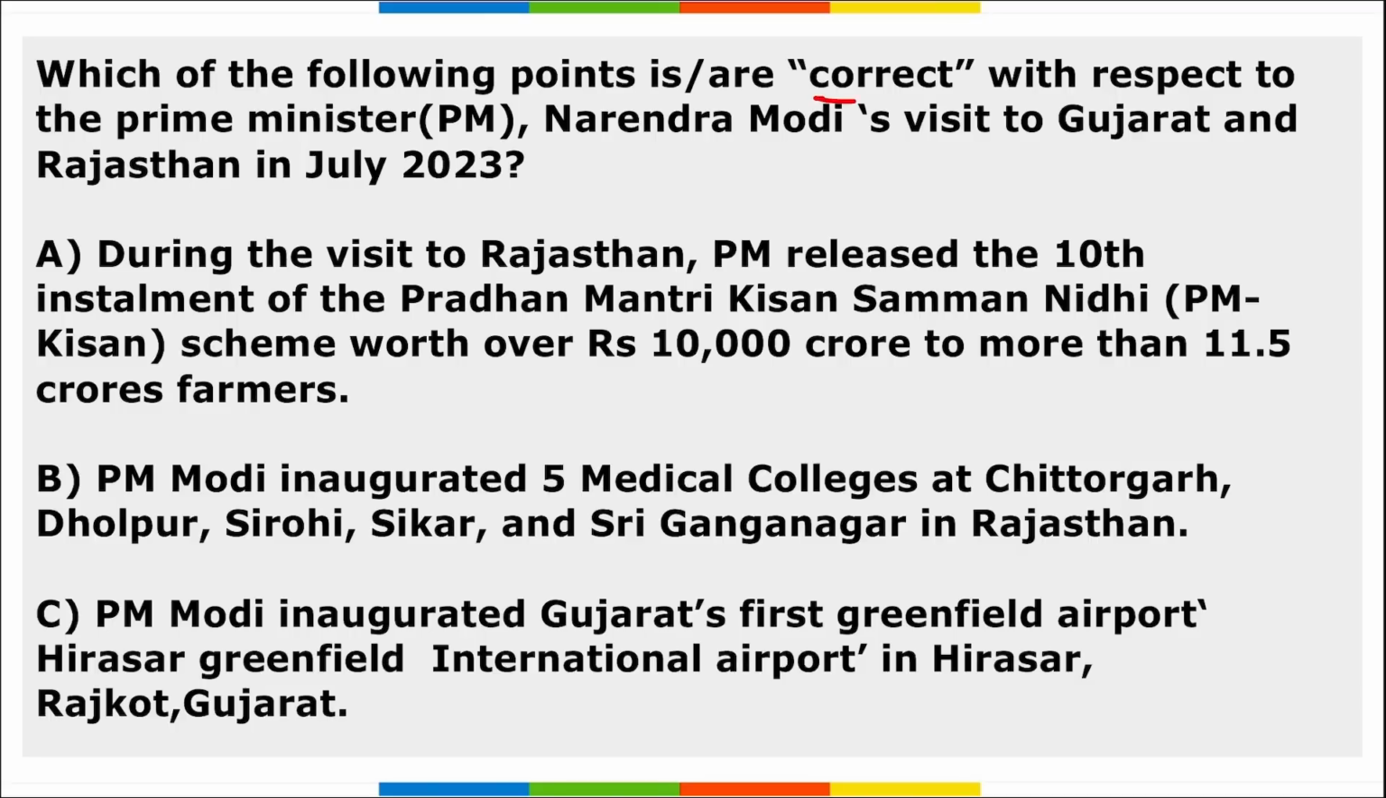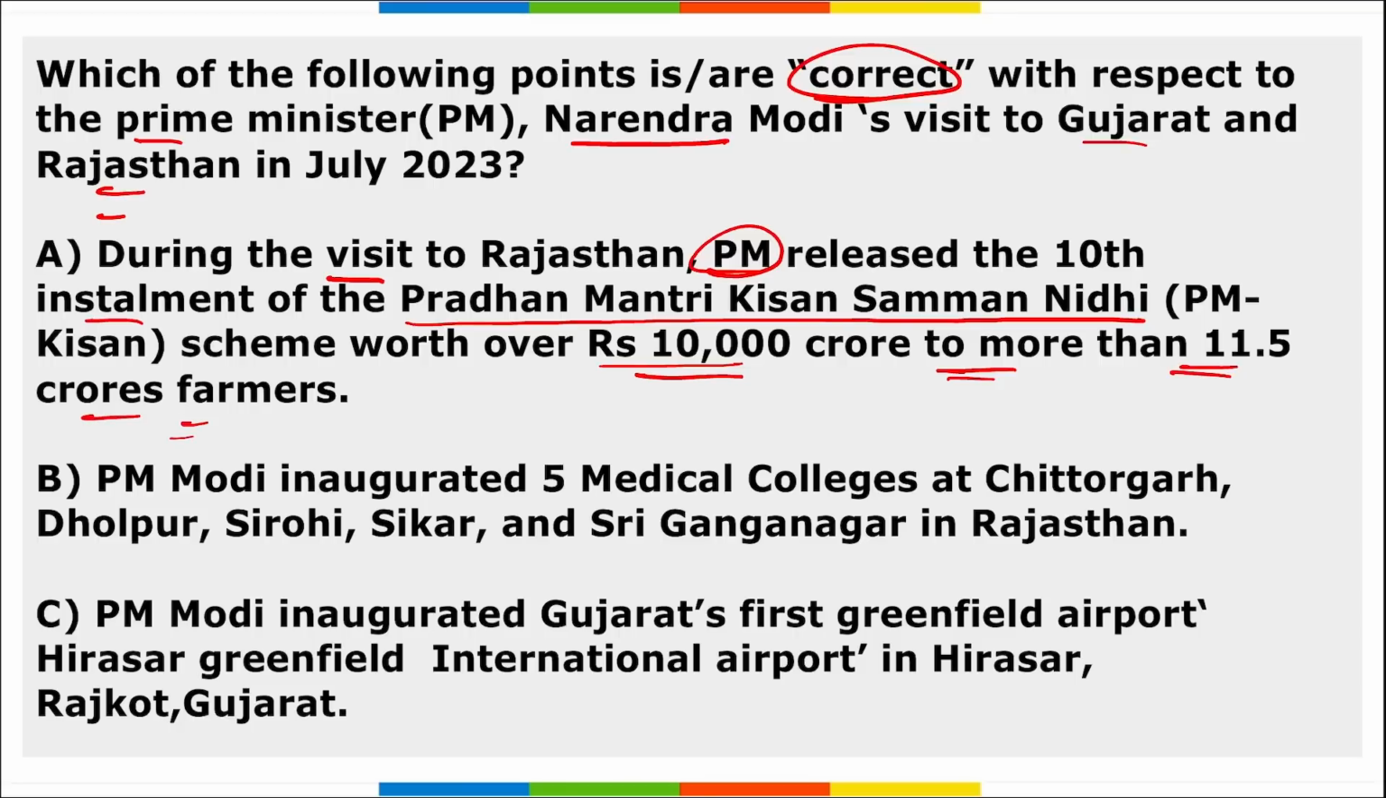Next, which among the following are correct with respect to Prime Minister Narendra Modi's visit to Gujarat and Rajasthan? If we look at the options A, B, C, option A: during the visit in Rajasthan, the Prime Minister released the 10th installment of the Pradhan Mantri Kisan Samman Nidhi scheme worth 10,000 crore rupees to more than 11.5 crore farmers. So is it correct? No, it is not correct, because the right option here is the 12th installment of Pradhan Mantri Kisan Samman Nidhi, and it was worth 17,000 crore rupees, provided to more than 8.5 crore farmers. So option A is wrongly mentioned.